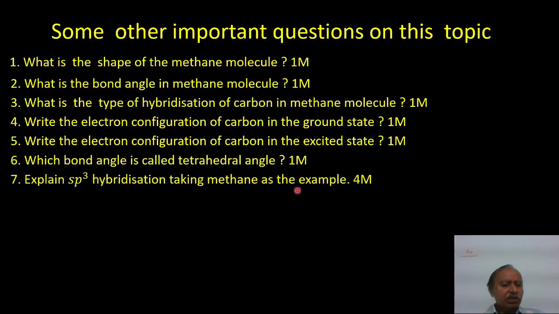Now this is the long answer type of question: explain sp3 hybridization taking methane as an example. It may be asked for 3 marks, 4 marks or sometimes 5 marks. First you have to write the electronic configuration of carbon in the ground state and then in the excited state. Then you have to mention that they are undergoing hybridization, and after that you have to explain the overlapping and the shape of the molecule and write the bond angle.